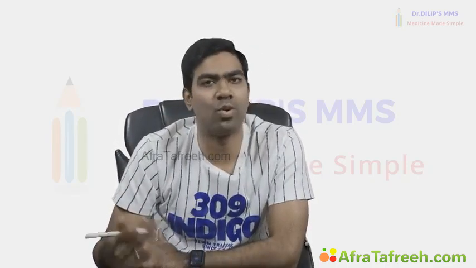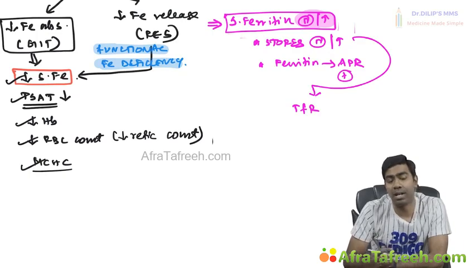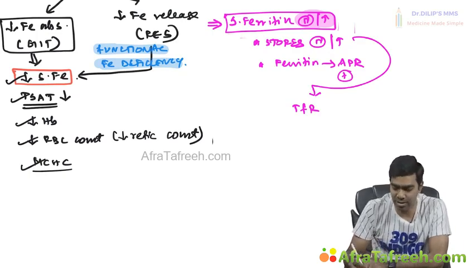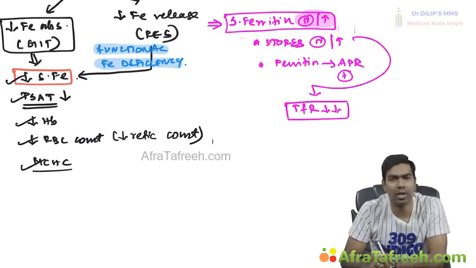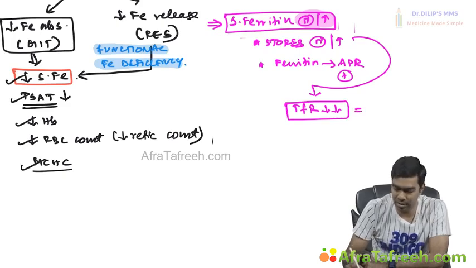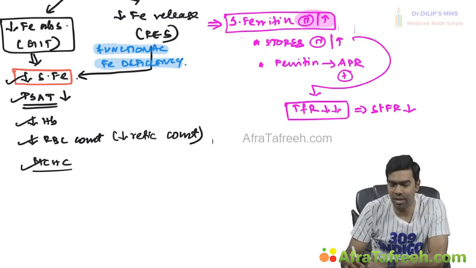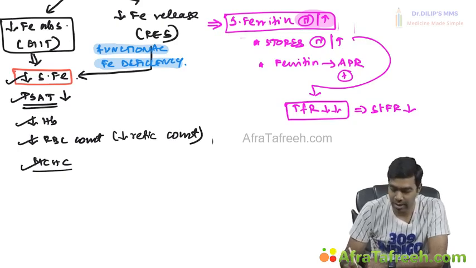For example, since the stores are normal or increased, your transferrin receptor mRNA translation is definitely going to be decreased, which means the amount of transferrin receptor is surely decreased. There is no doubt about that. Since the transferrin receptor synthesis is decreased, your soluble transferrin receptor definitely will be low. At the same time, what will happen to your transferrin levels? Your serum transferrin levels also will be decreased.